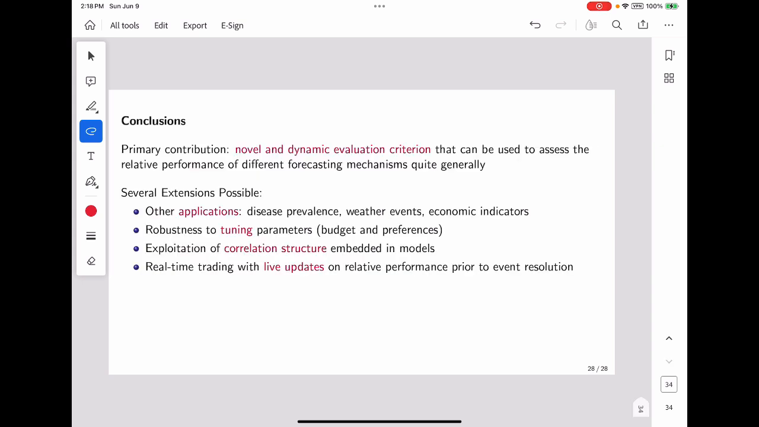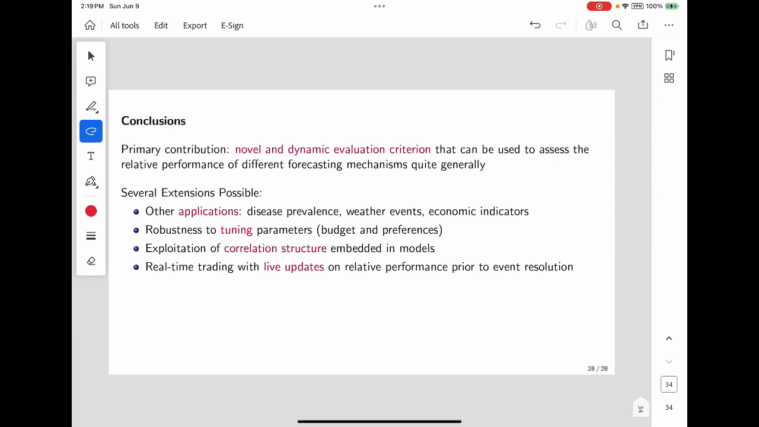So let me conclude. What I've done in this lecture is to introduce you to prediction markets, show you how they work, and talk about some recent research that introduces a novel and dynamic evaluation criterion that uses markets to evaluate model performance relative to markets and relative to each other. Now we can think of several extensions. We can think about other kinds of events, disease prevalence, for example, with COVID cases, hospitalizations, and deaths. There were a large number of models that were submitted to the CDC, and they disagreed with each other very substantially, and kept getting revised very substantially.